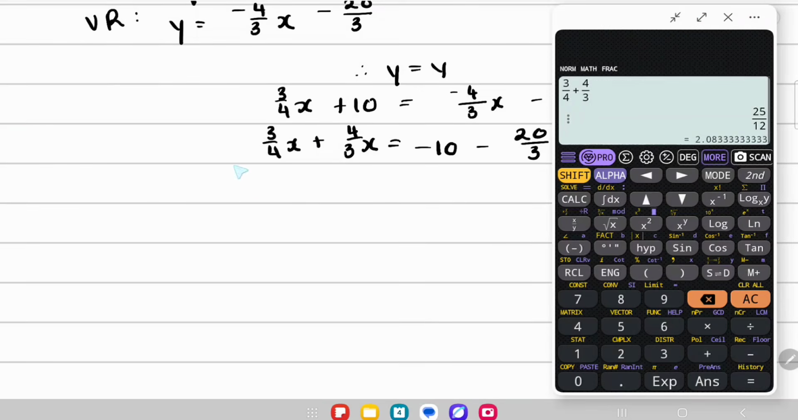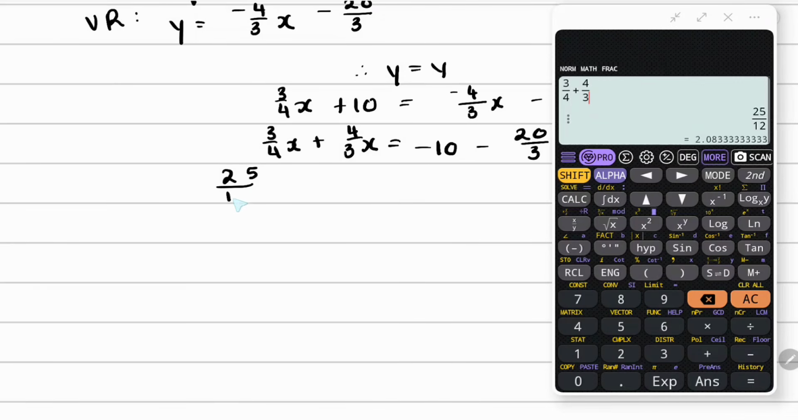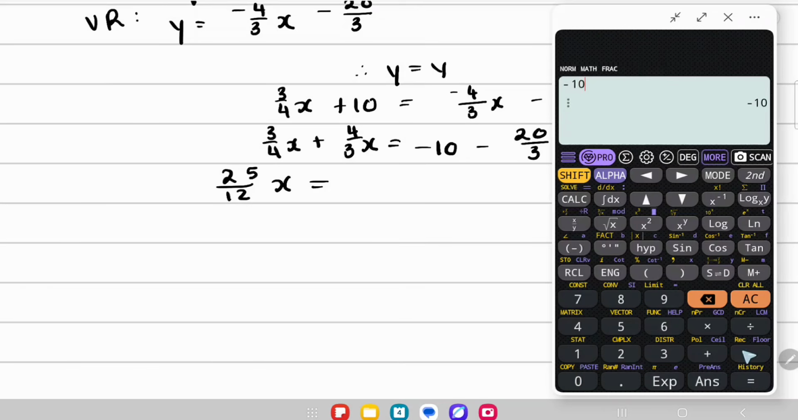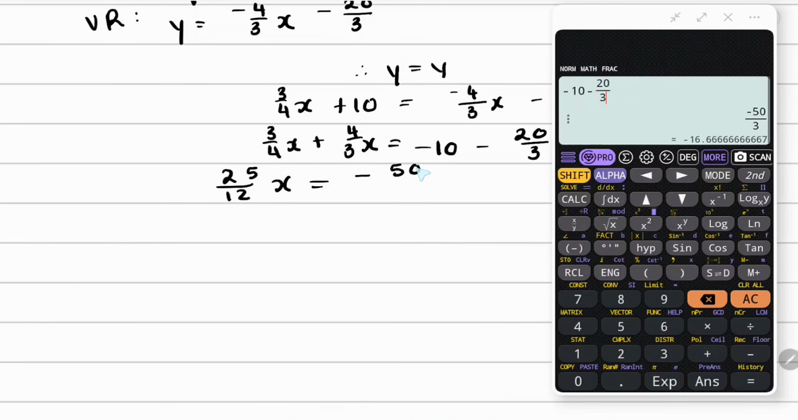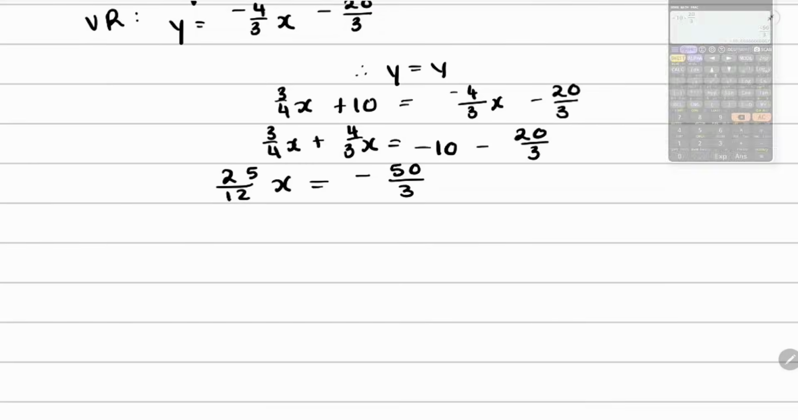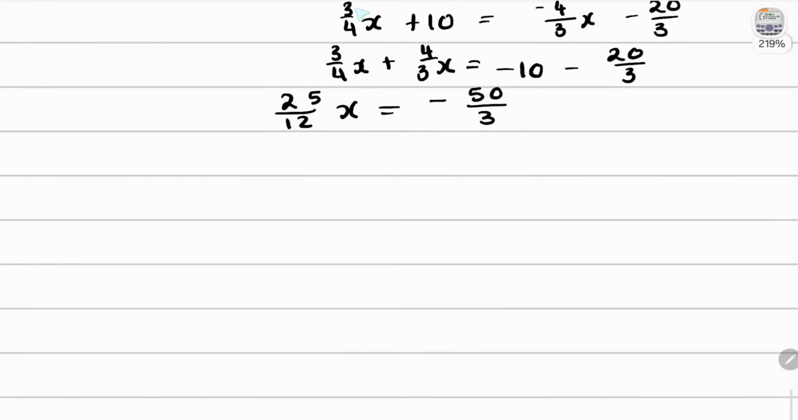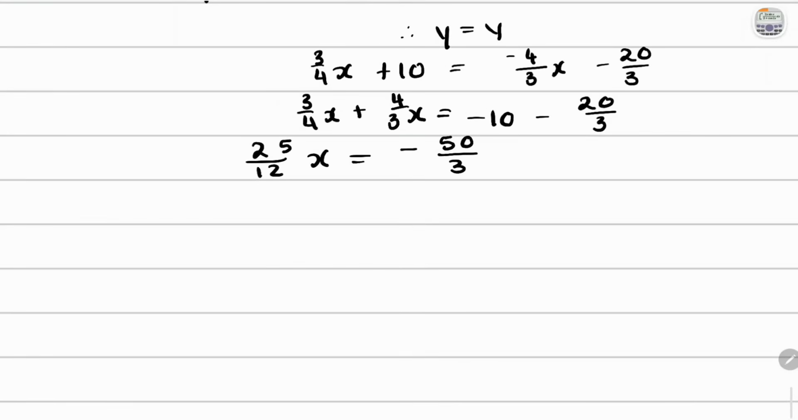3 over 4 plus 4 over 3 is 25 over 12x, is equal to, and if you say negative 10 minus 20 over 3, that gives us negative 50 over 3. Okay, so now to solve for x, you can either choose to divide both hand sides by this fraction, and then you get your answer, or you could just multiply by its multiplicative inverse, which is going to be 12 over 25. You see, that will cancel the 12 and that will cancel the 25.